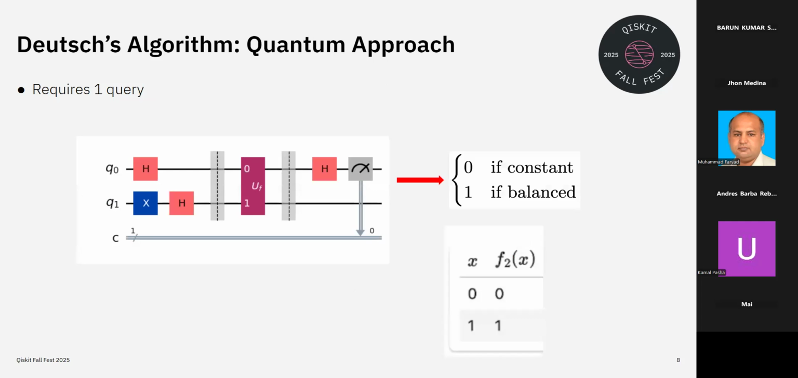Deutsch's algorithm, on the other hand, only requires 1 query in order to determine this property about a function. Pictured on the screen is the entirety of Deutsch's algorithm. That's why I love it as an intro algorithm, because it's very digestible in its size, where we can walk through it together and see what we're even looking at in this image.